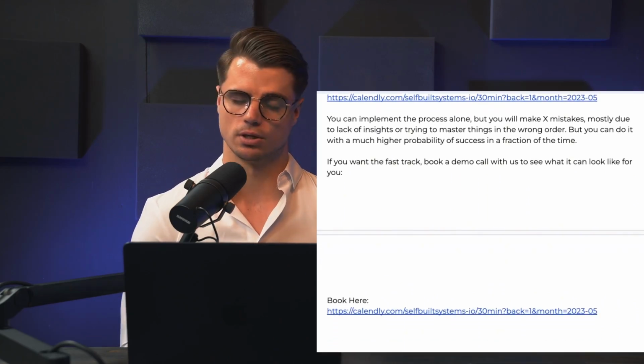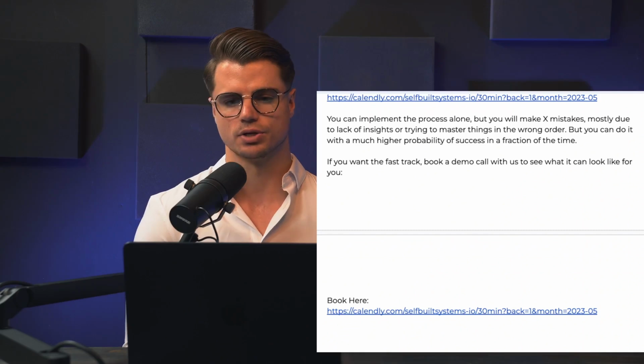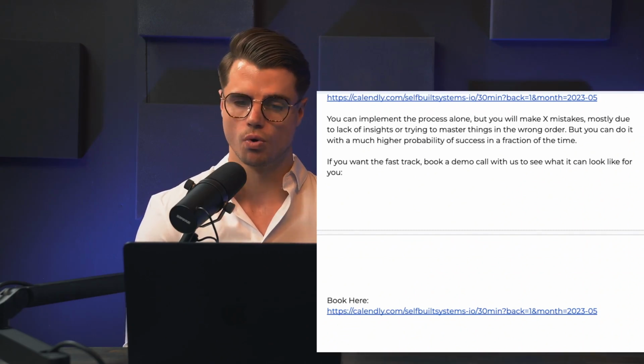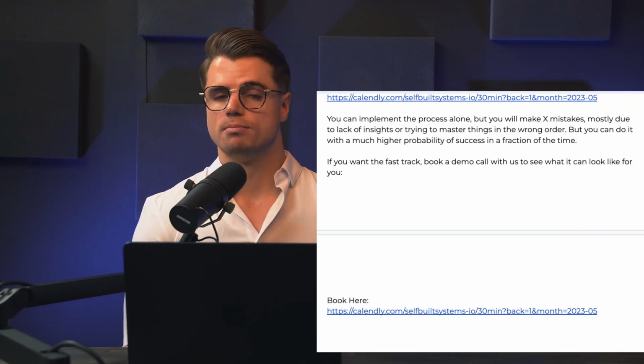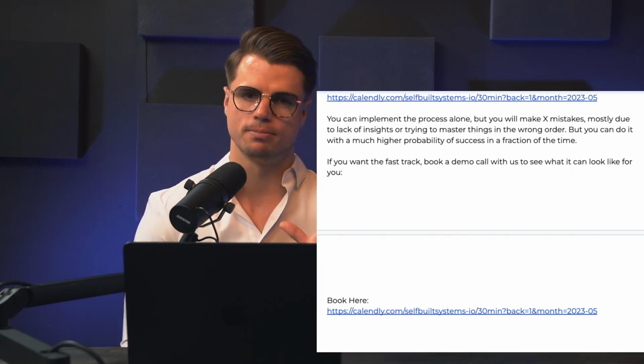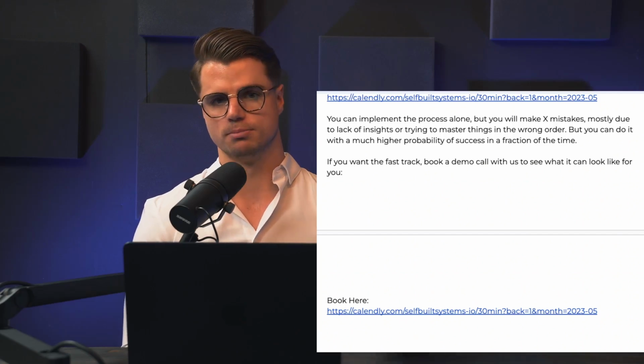You could implement the processes on your own alone, but you will make a lot of mistakes throughout this process. We all know how that goes, mostly due to a lack of insight or trying to master things in the wrong order. But you can do it with a much higher probability of success in a fraction of the time. And we also believe in giving away our best stuff and basically charging for the implementation, right?